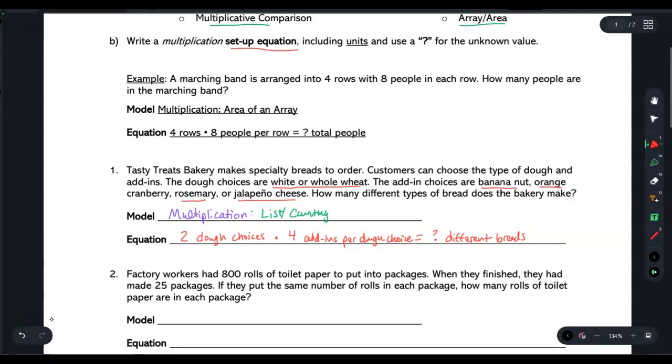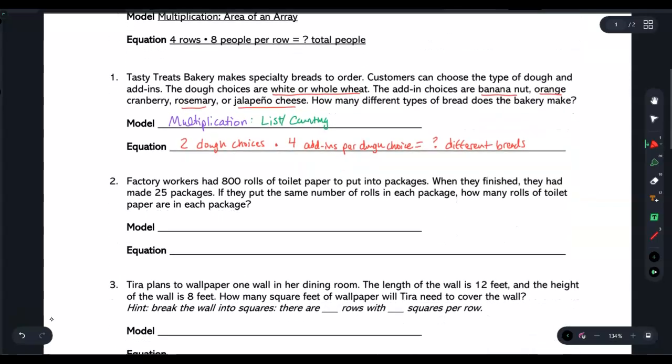All right, so then let's take a look at number 2. Factory workers had 800 rolls of toilet paper to put into packages. When they finished, they had made 25 packages.